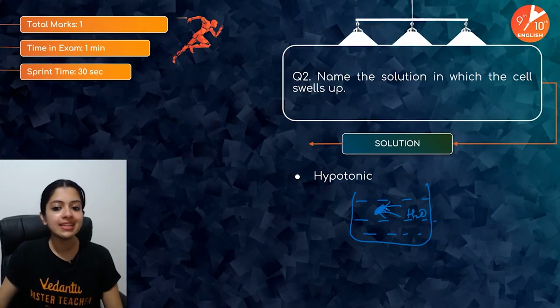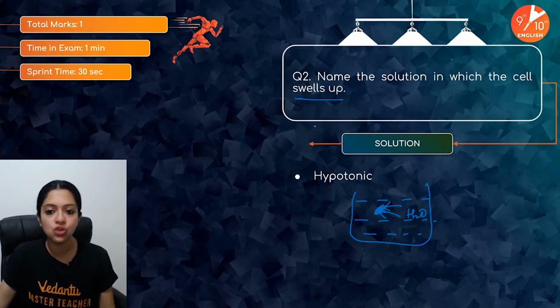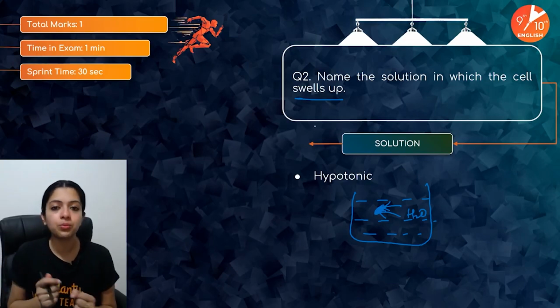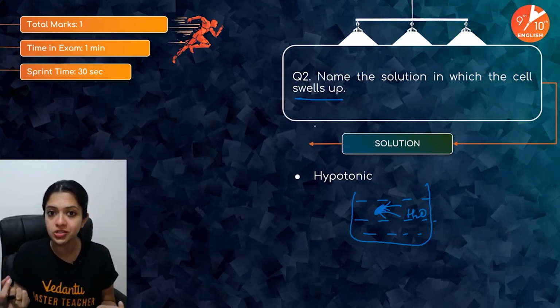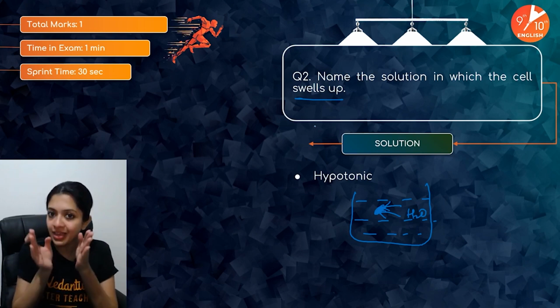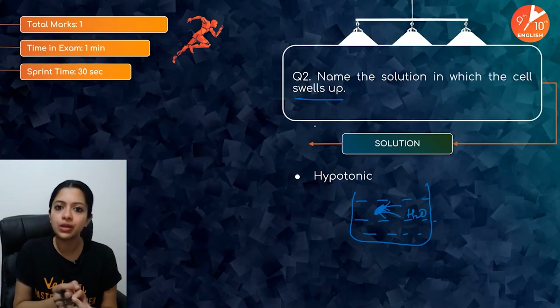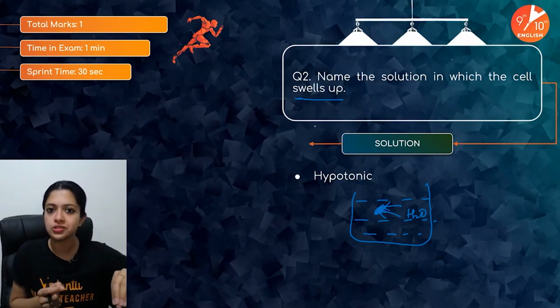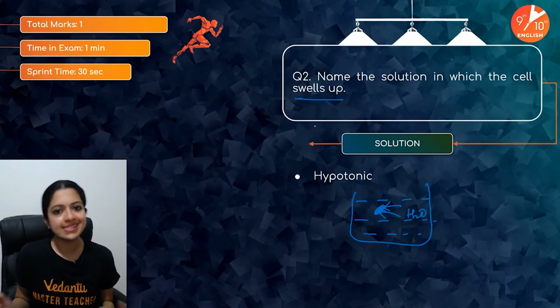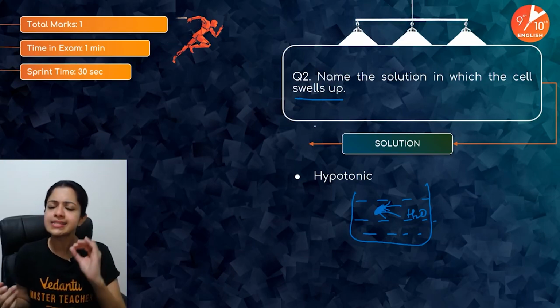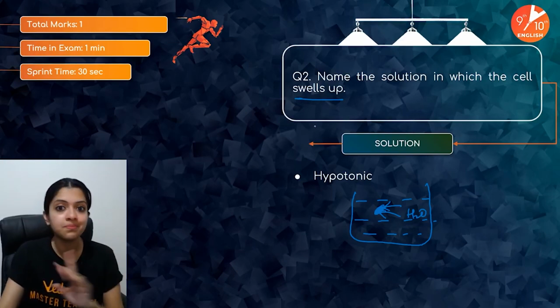Water is going to be entering inside, resulting in swelling up of the cell. So hypotonic. Remember, hypertonic would have a high solute concentration, isotonic would have equal concentration as that of the cell. Hypotonic would have lower solute concentration as compared to the cell. Okay, so again, simple question to fetch you 1 full mark.